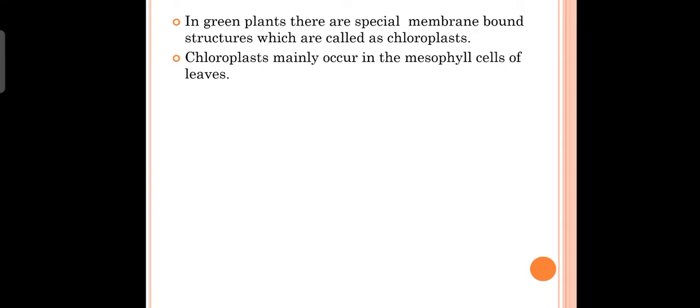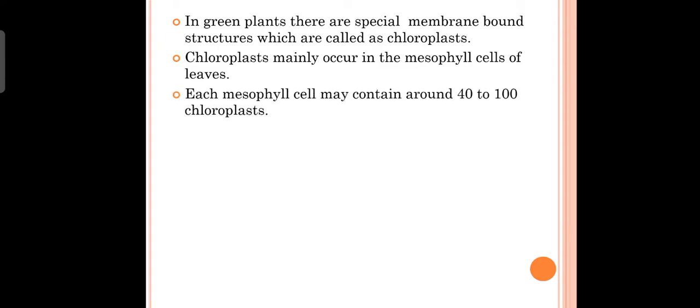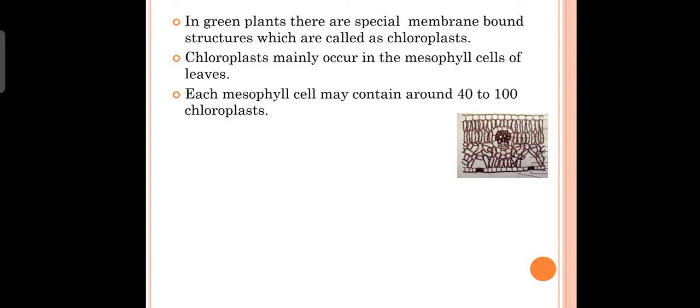Today we are going to learn about the structure of chloroplast. Chloroplasts are special membrane-bound structures which are mainly present in mesophyll cells of leaves. And each mesophyll cell may contain around 40 to 100 chloroplasts. Where can we identify the mesophyll cells?